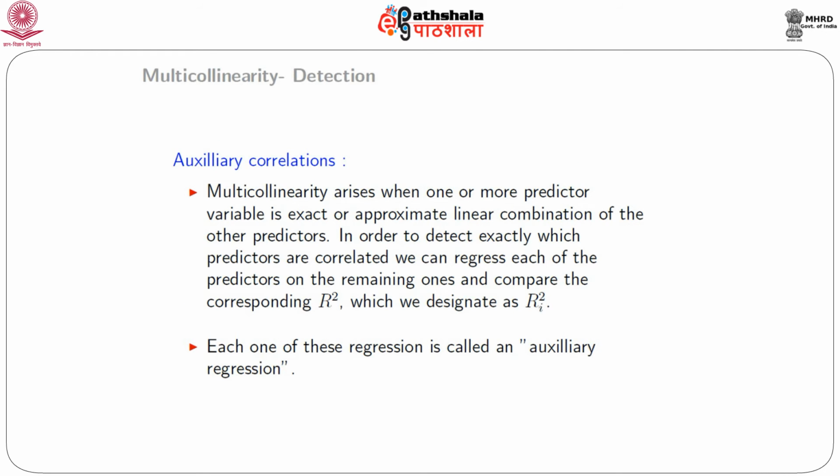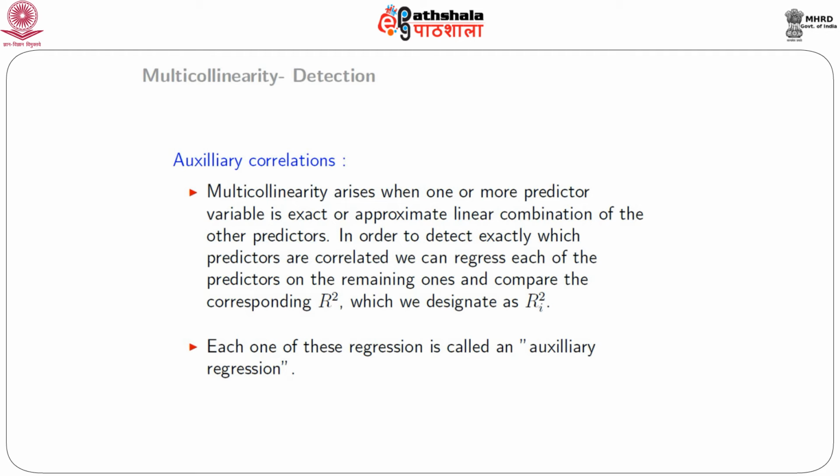Now let us look at the next method, which is slightly more complicated than the previous crude method of detecting multicollinearity. This method is called auxiliary regressions. What we do in this method is fit auxiliary regression equations. Multicollinearity arises when one or more predictor variables are an exact or approximately linear combination of the other predictors. In order to detect exactly which predictors are correlated, we can regress each of the predictors on the remaining predictors and compare the corresponding R square for each model.